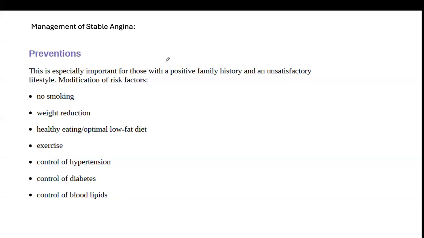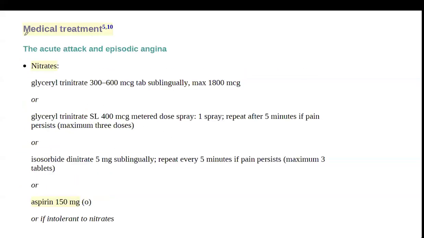So this is all about patients who have had stable angina so far, not acute coronary syndrome. For acute coronary syndrome, there is different management. So prevention: any patient who has this kind of ischemic heart disease, the prevention is lifestyle. So no smoking, weight reduction, exercise, these are always there.